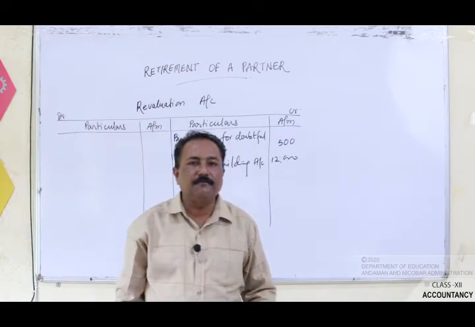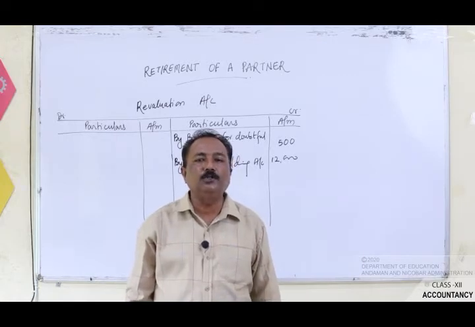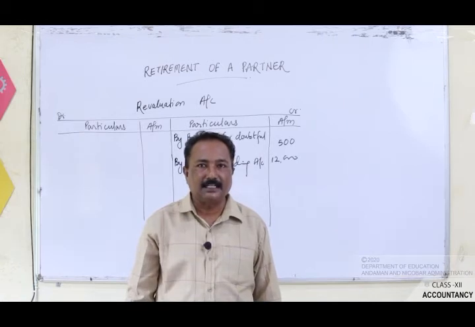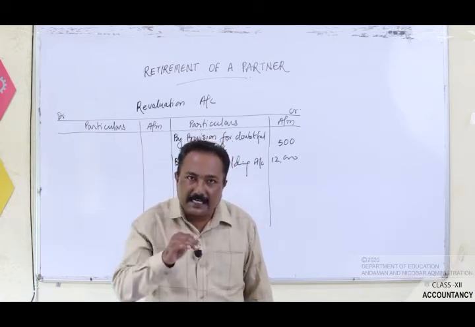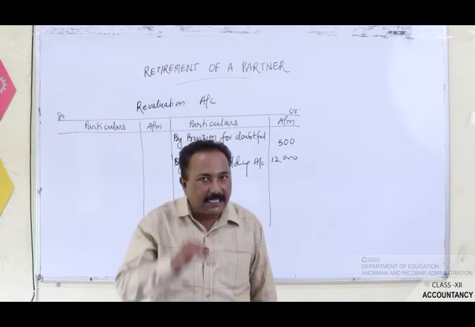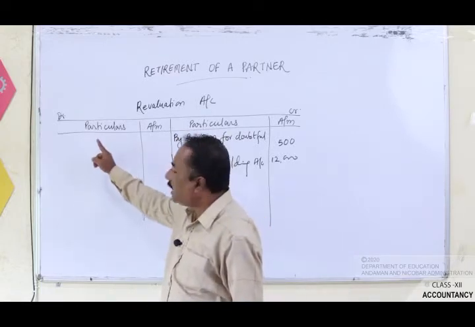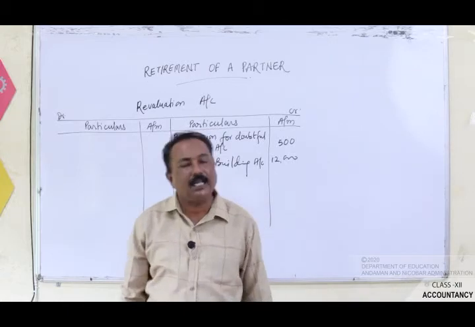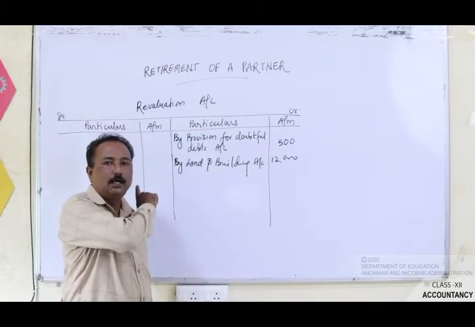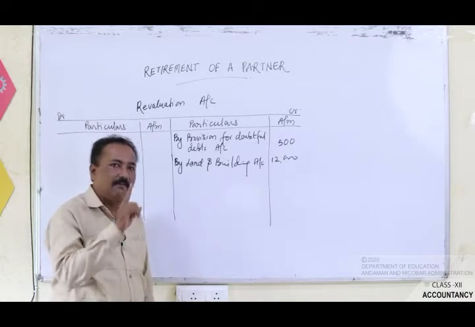The next additional information is furniture to be reduced by rupees 8,000. Now, see here in this case, the value of furniture has reduced, and whenever the value of assets decreases, that has to be posted on the debit side of the revaluation account. It means that furniture will have to be recorded on the debit side of the revaluation account.